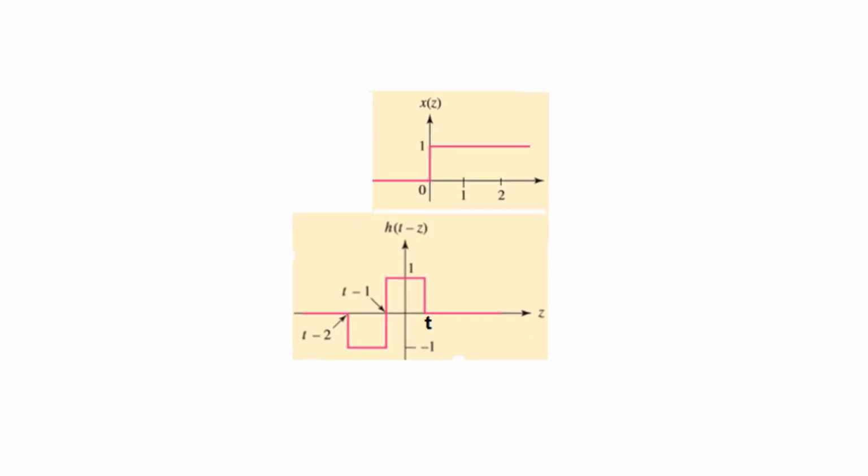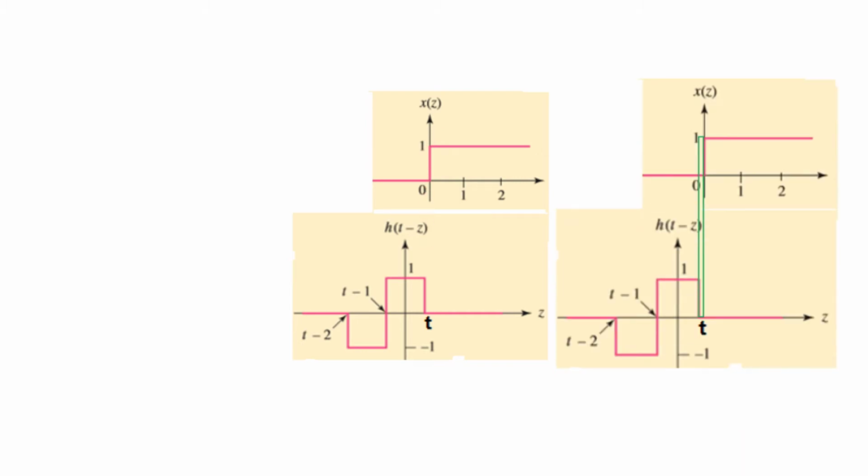Okay, now what we have done is that we have moved the flipped signal towards the upper signal, and t is now very close to 0, but not at 0, just short of 0. At this point there is no overlap between the two signals. You can see from here, no overlap between the two. Since to find the convolution we need to multiply the two, and since there is no overlap, the multiplication is 0.